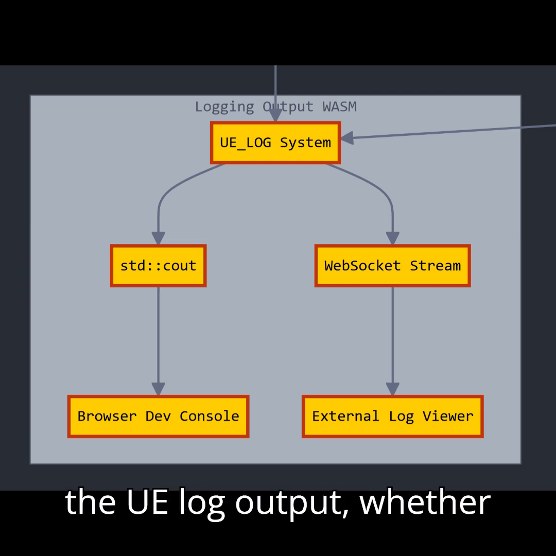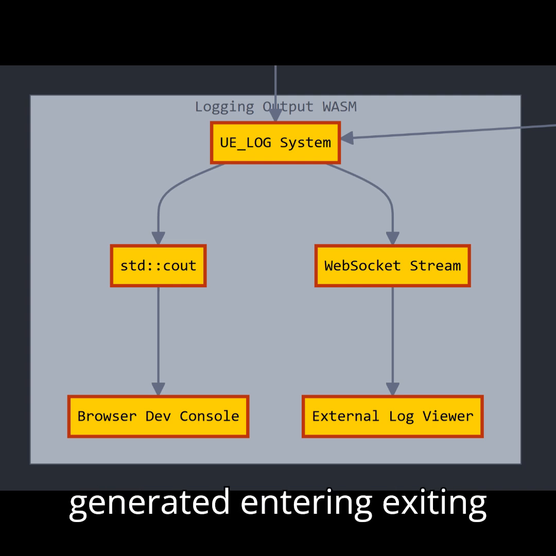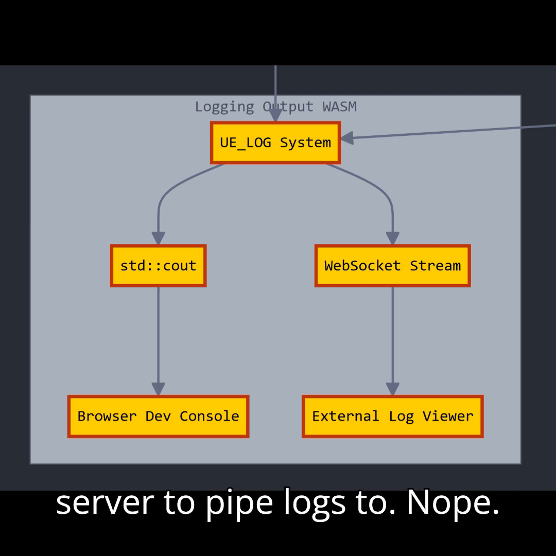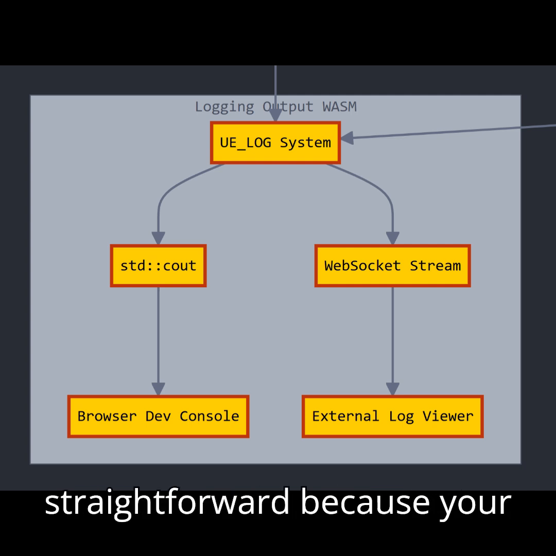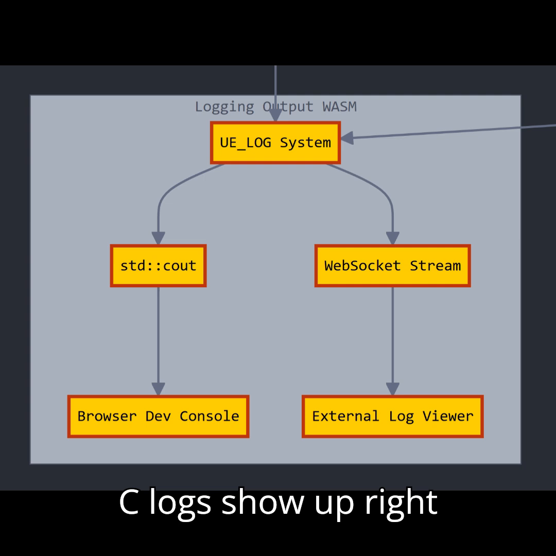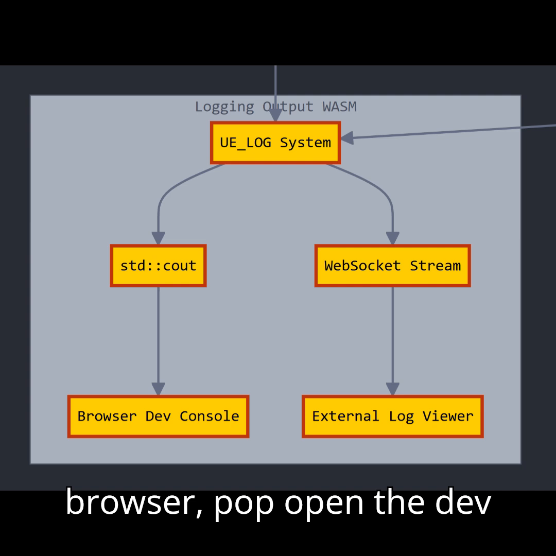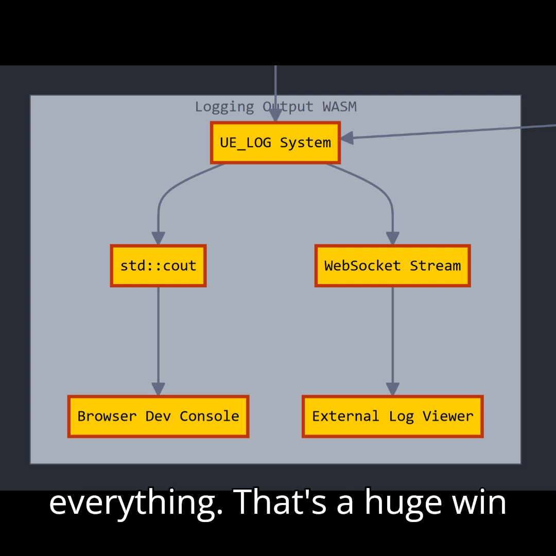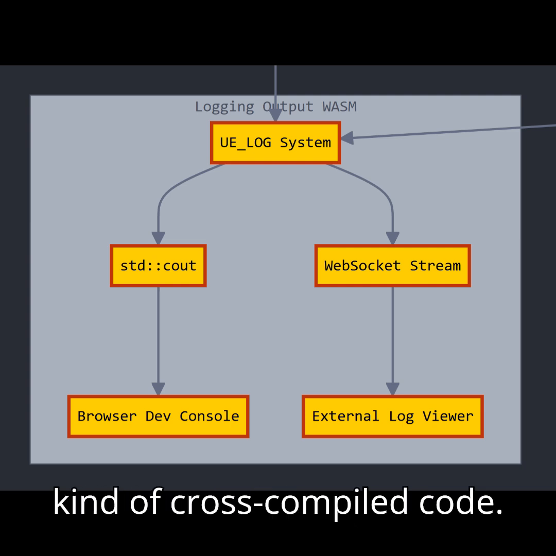It means all the UE log output, whether it's from an event handler logging player damaged or from those detailed UHT-generated entering-exiting traces, just appears right there in the browser console. No extra setup. No WebSocket server to pipe logs to. Nope. For standard stdout redirection, it's just built-in Emscripten behavior. It makes debugging WASM modules so much more straightforward because your C++ logs show up right alongside any JavaScript logs you might have. So you run your engine build in the browser, pop open the dev console, F12 usually, and boom, there are your event logs, your function traces, everything. That's a huge win for web targets. Absolutely. It drastically lowers the friction for debugging that kind of cross-compiled code.